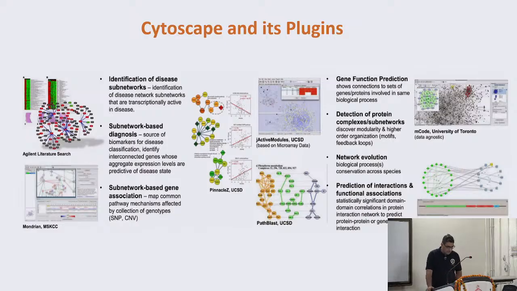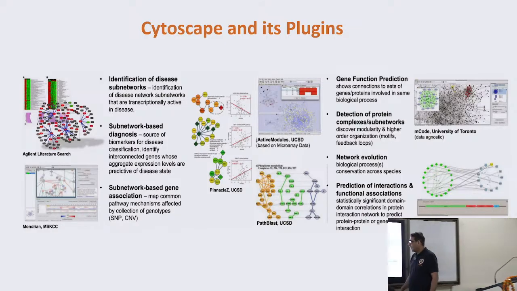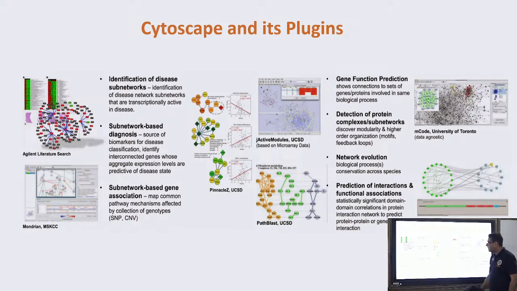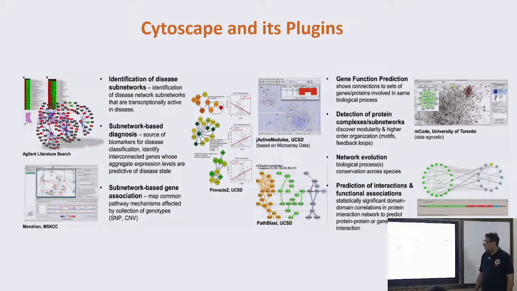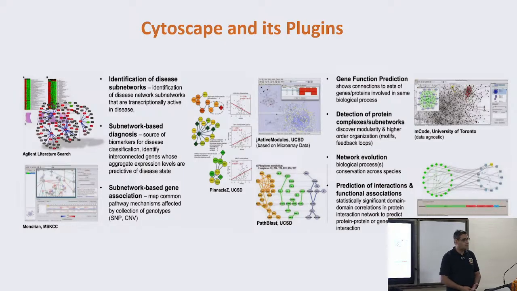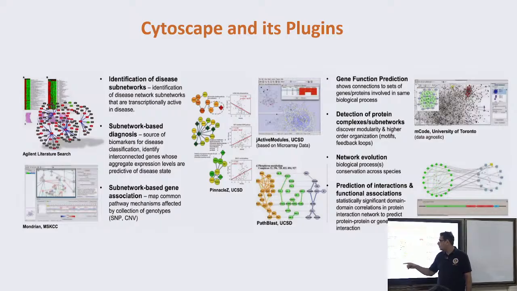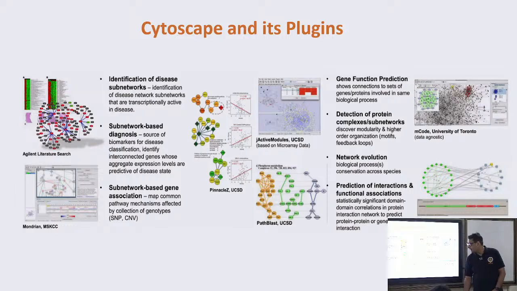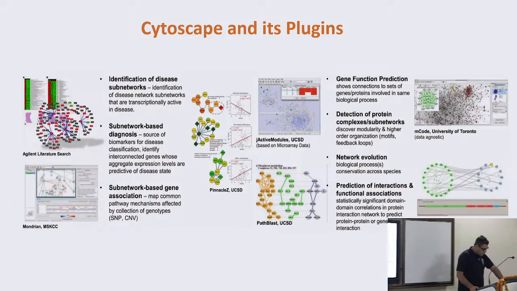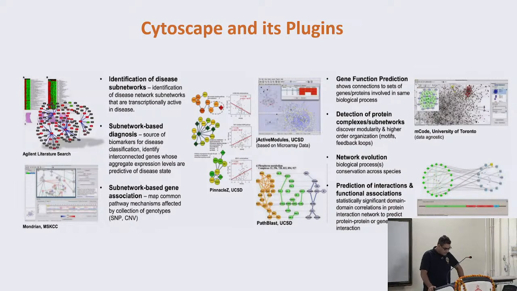So this is for identification of disease. These are the applications, okay. Identification of disease subnetworks, subnetworks which are active in disease. When there is a diseased condition and you want to study how the disease is happening, you can see subnetwork based diagnostics, source of biomarkers, as I told you, for disease classification. Identify the interconnected genes and also see how disease prediction can be done. Then subnetwork based gene association, especially the pathway mechanism and the SNPs, single nucleotide polymorphisms.